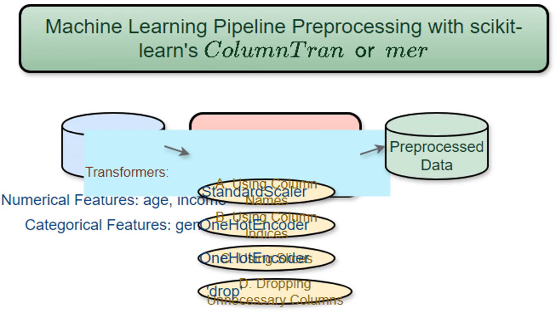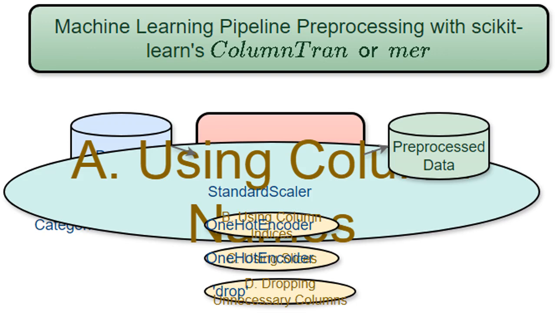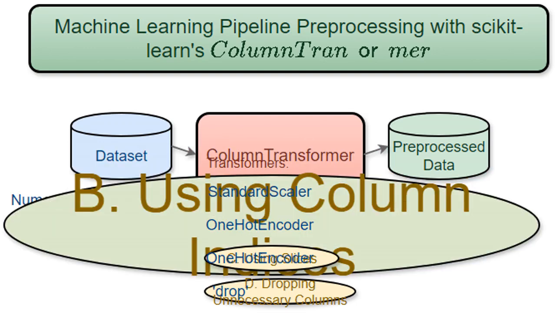The ColumnTransformer uses transformers to apply the different preprocessing steps. One way to specify which transformer applies to which column is by using the column's name. I find this way easy to read. I can also use the column's numerical index, its position in the dataset, starting from 0, to specify which transformer should apply. This approach is less readable when you have many columns.